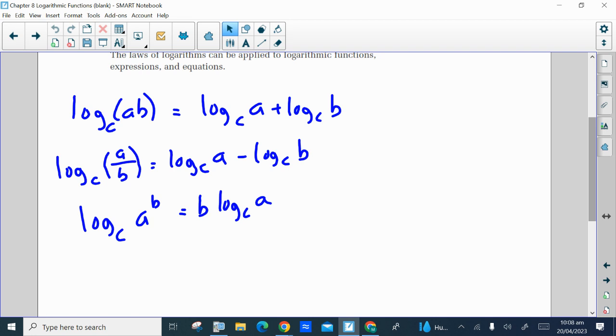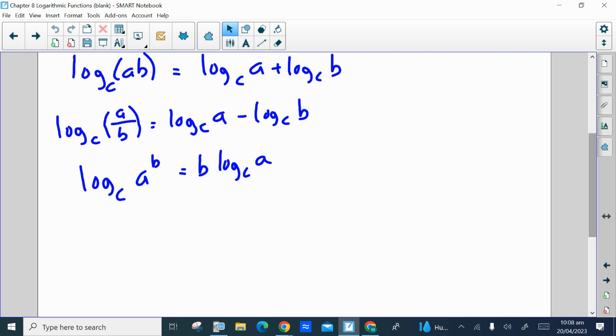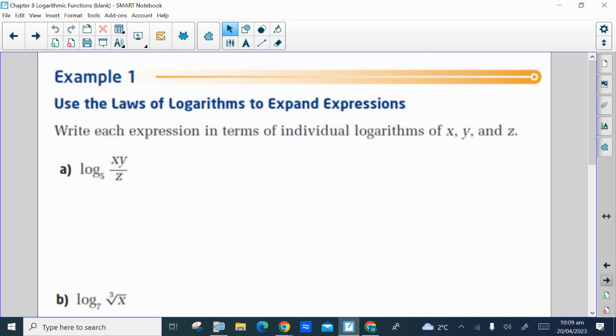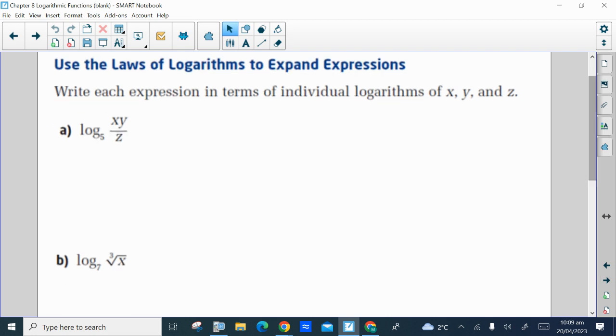And then the power law as well, we use in some cases to help us simplify expressions involving logs with the same base. So we'll continue to use these today. In this case, we're going to work the other way though, where we're going to expand. It says write each expression in terms of individual logarithms of x, y, and z.